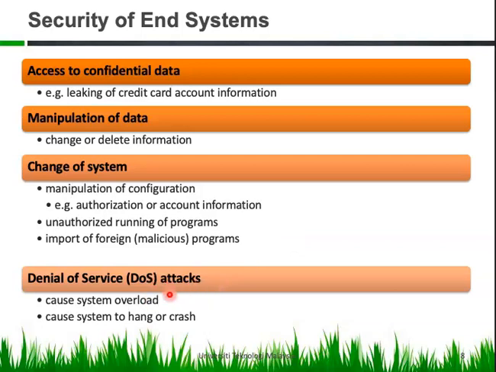A DOS attack can render a network host or other piece of infrastructure unusable by legitimate users. For example, things that can be subjected to those attacks are servers, web servers, email servers, DNS servers, and also institutional networks. All of these can be subjected to denial of service attacks. Those attacks can cause system overload and cause the system to hang or crash. These attacks are extremely common, with thousands occurring every year.